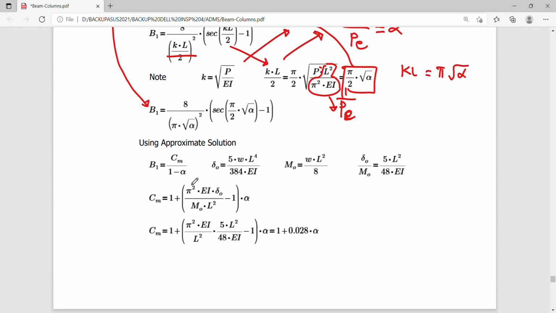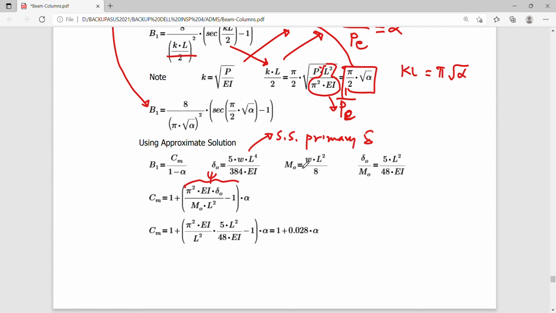And B1, using the approximate solution, is this one here, the one that we have derived also using the area moment method. So this is now my psi. Remember that this is your psi value, 1 plus psi alpha. So we now make use of what is delta O and MO. Delta O is the simply supported primary deflection, based on the simply supported deflection formula. And MO is simply the simply supported maximum moment formula at the midspan.